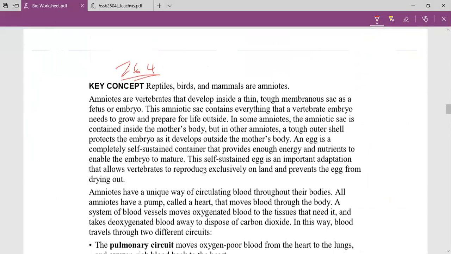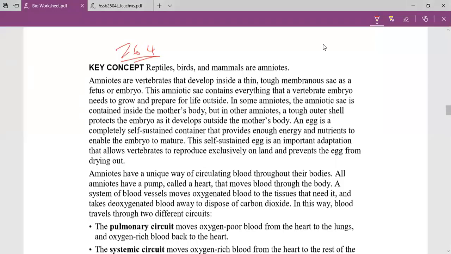I made your guide very easy. Reptiles, birds, and mammals are amniotes. Amniotes are vertebrates that develop inside a thin, tough membranous sac as fetus or embryo. We call them either fetus or embryo. The amniotic sac contains virtually everything that a vertebrate embryo needs to grow and prepare for the life outside. Is that understood?